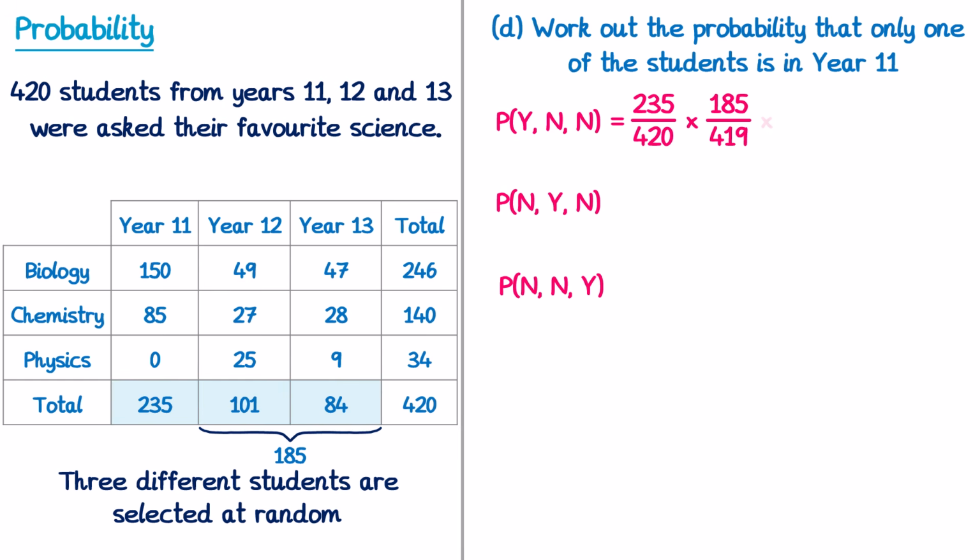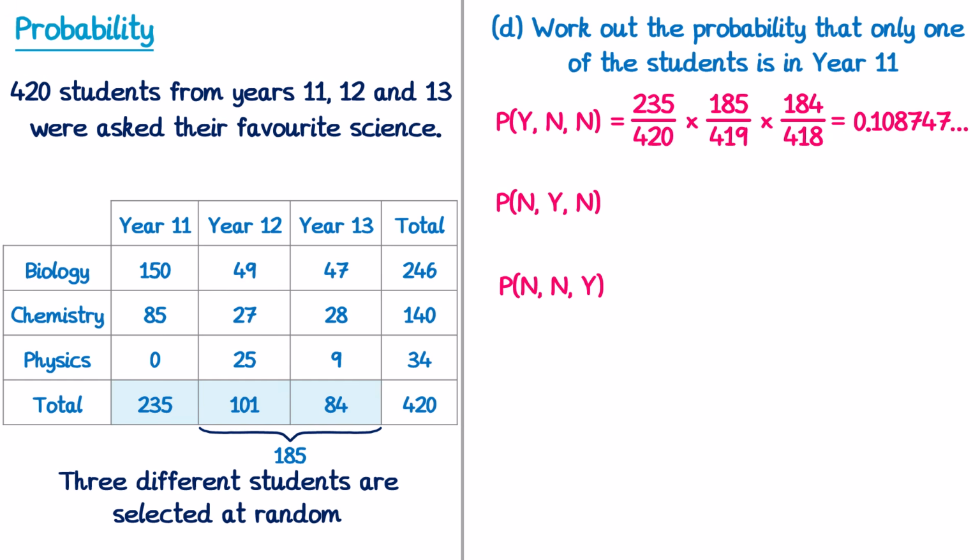And then we need to multiply this by the probability that the third student was also not in year 11. So far we've picked 2 students, one of them was in year 11 and one of them was not, which means there are now 184 students not in year 11. So it's 184 out of 418 because we've removed another student. If you type this into your calculator, you'll get this number here. Now, when we do the next outcome, you might notice something interesting.